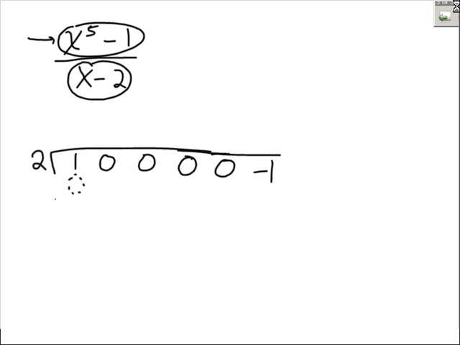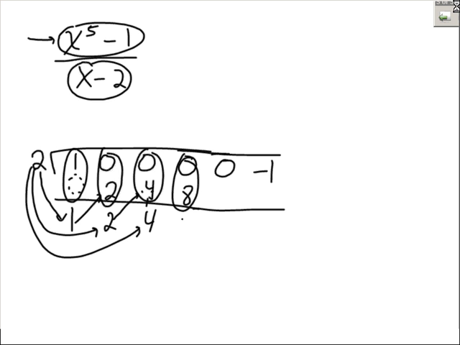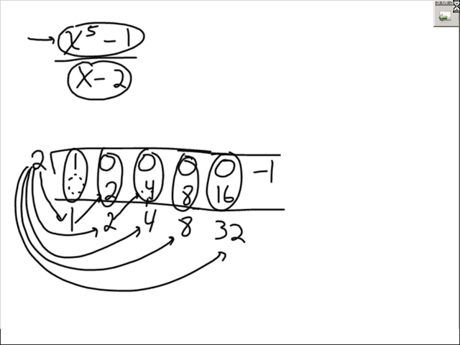I like to put 0 here. Add these numbers, get 1. Multiply and put the answer there, 2. Up and down you add. Multiply, put the answer there, which is 4, excuse me, 4. Add these numbers, put the answer there. 2 times that number goes here. Add, get 8. Multiply it by 2, get 16. You add, you get 32. Multiply by 2, you get 64. You add, you get 63. 63 is the remainder.